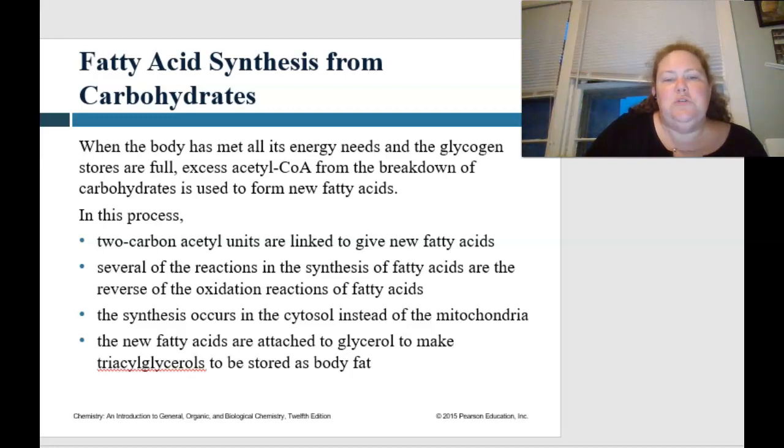In this process, 2 carbon acetyl units are linked to give a new fatty acid, and several reactions in the synthesis or making of fatty acids are the reverse of the oxidation reactions of fatty acids. The synthesis occurs in the cytosol instead of in the mitochondria. Then the new fatty acids are going to attach to glycerol to make triglycerides or triacylglycerols that we talked about before, to be stored as body fats.